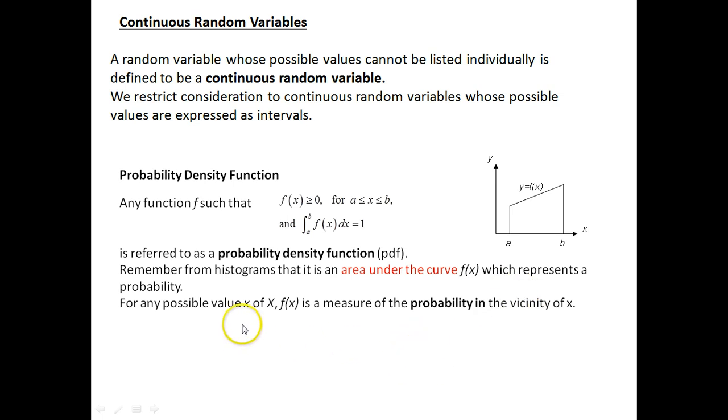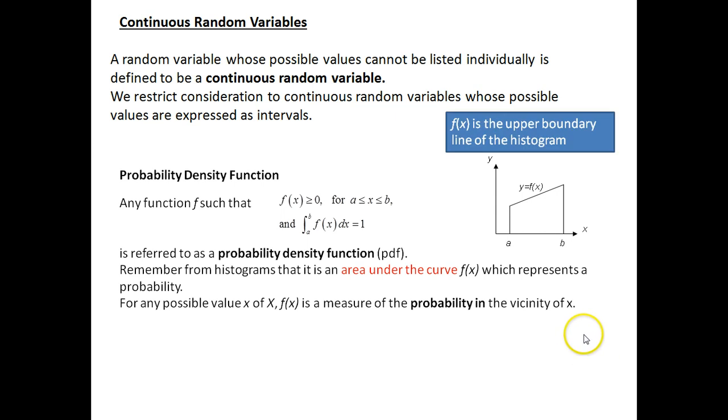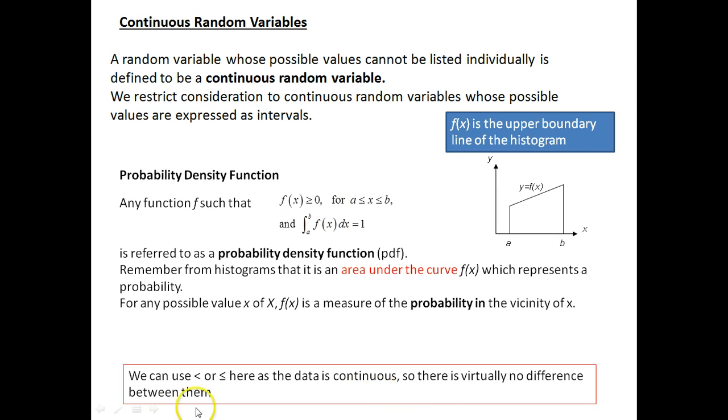Therefore, for any possible value x of the distribution, f of x is a measure of the probability in the vicinity of x. So if you have a point x here, then that is a measure of the probability; the area around x would be the probability in the vicinity of x. f of x is the upper boundary line of the histogram.